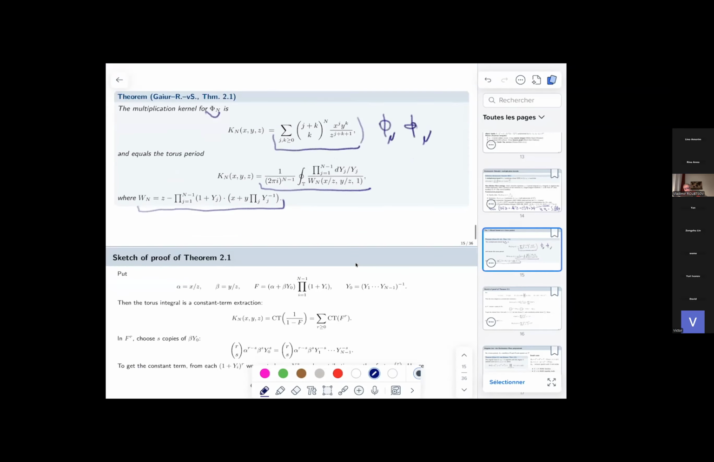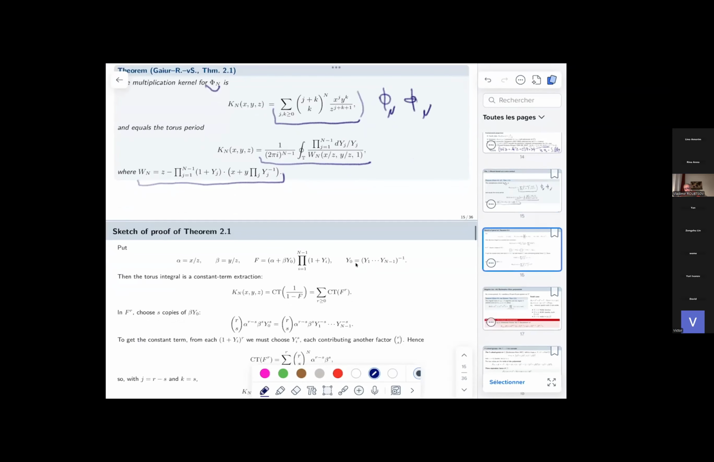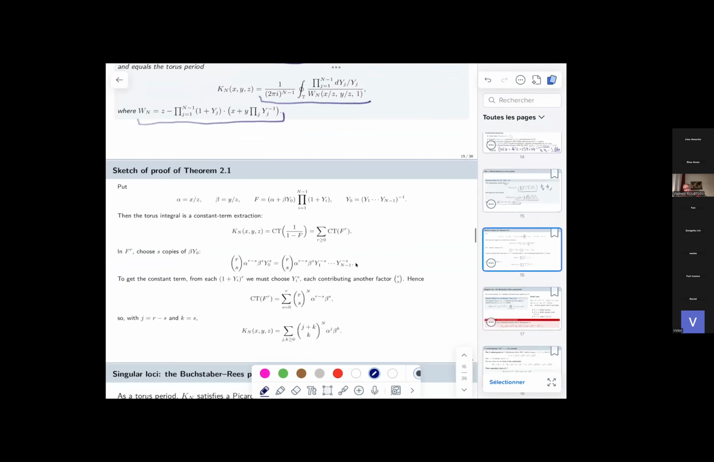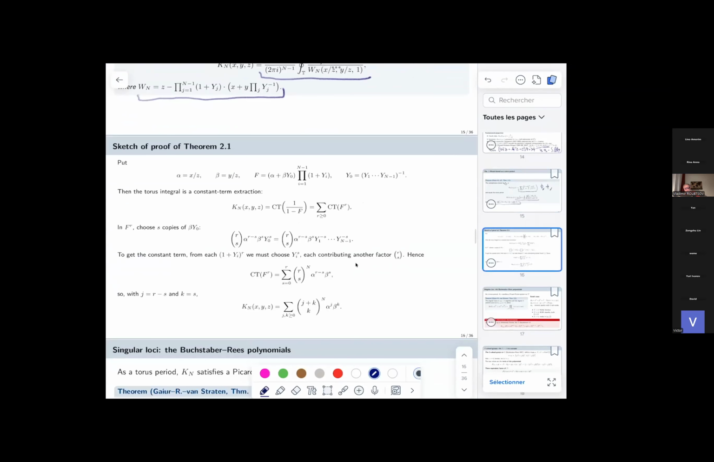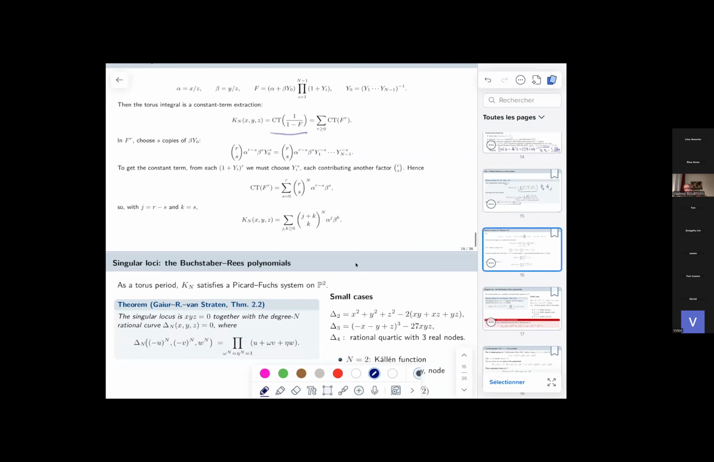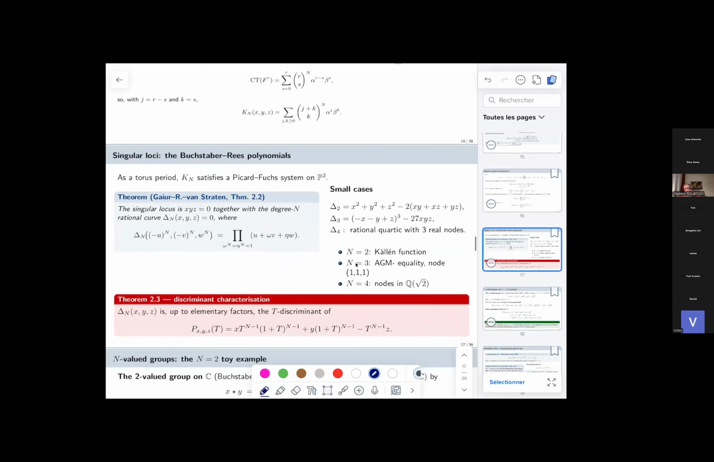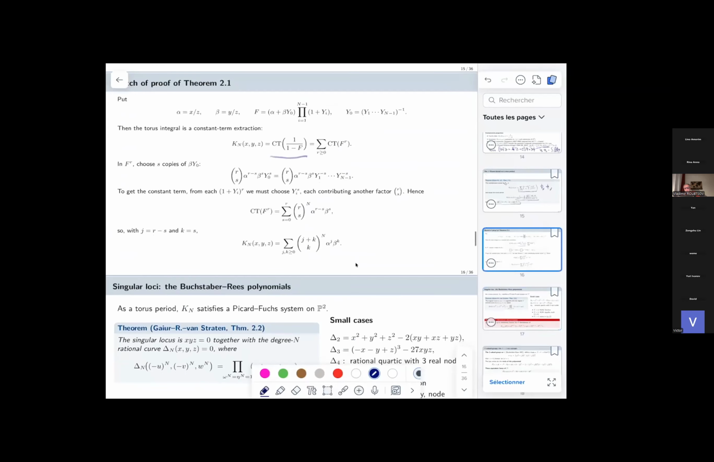I will skip the proof, though the proof is quite straightforward, but very nice. It is based on so-called constant term residual computations. And then I will just show you a few consequences of this formula. What is the singular locus of this kernel?